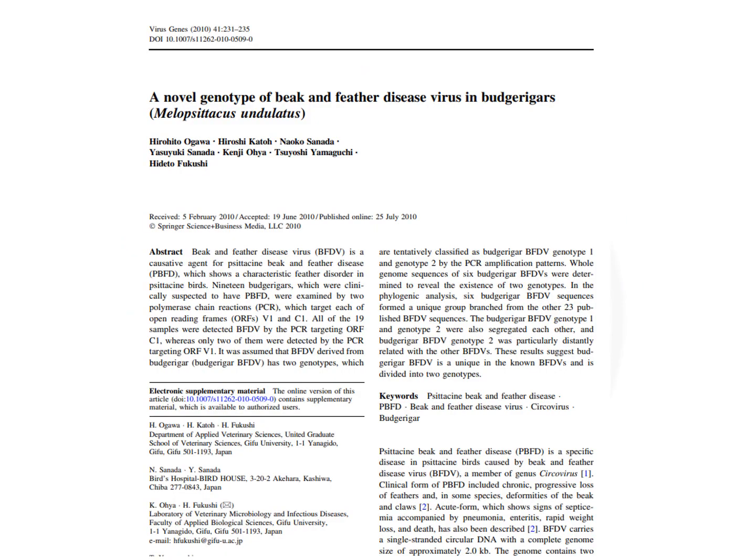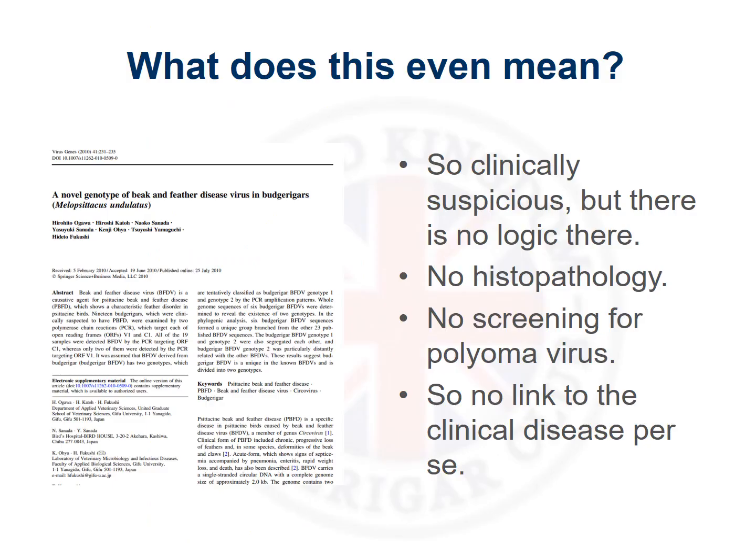And of course, you've got lots of papers out there. This is another paper here going, oh, we've got a novel beak and feather disease in budgerigars. Oh, brilliant. Okay, you found beak and feather disease in budgerigars. But they were clinically suspicious. They had birds showing signs of French molt, if you like, or budgerigar fledgling disease, and went, oh, we found beak and feather disease virus.